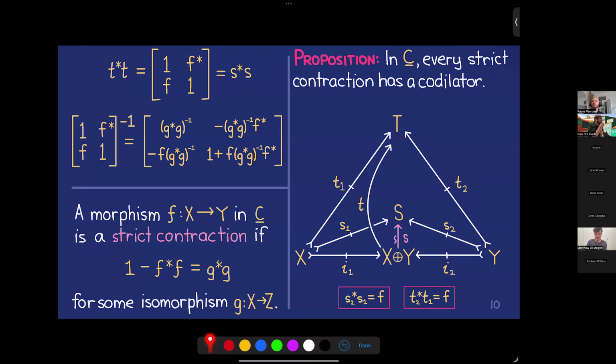So its inverse is going to be given by doing the adjoint of S and then the inverse of S star S. So what that means is, if there were a morphism here that made this diagram commute, then it ought to be the inverse of S followed by T. And indeed, you can prove that if I do that, then I actually have an isometry. And that uses the fact that T star T equals S star S. So this is the unique comparison morphism that makes the diagram commute. And that completes the proof. So every strict contraction has a codilator.